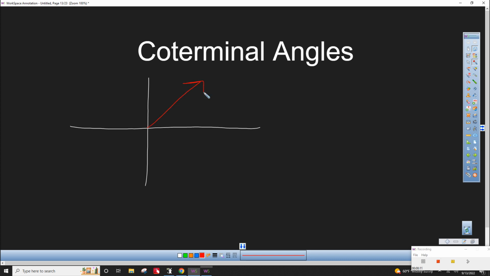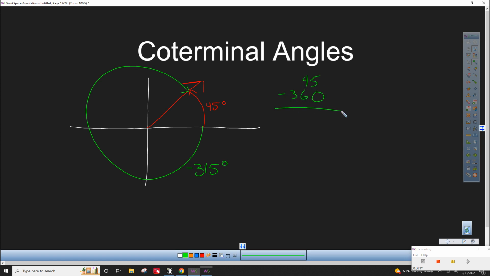What this means is they're angles that terminate at the same place, but they might be different measures. So you can consider this to be a 45-degree angle, whereas it might look the same as a negative 315-degree angle. So they are co-terminal. Anytime you add or subtract 360, you get a co-terminal angle. Think about that. 45 minus 360 is, I hope, negative 315.